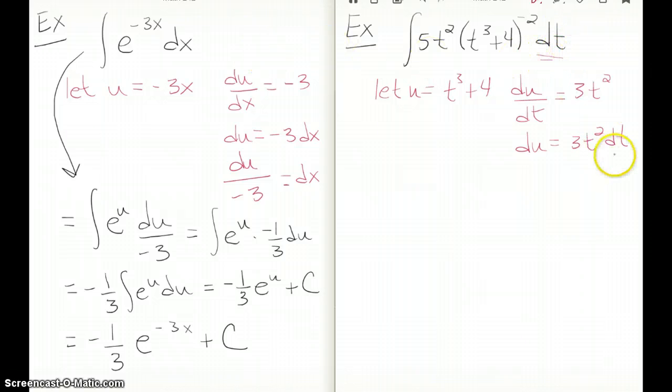They just solve for dt in this expression, and then they allow some sort of canceling to happen, and you'll see what I mean in just a second, right? So let's just solve for dt here. So du over 3t squared is dt.